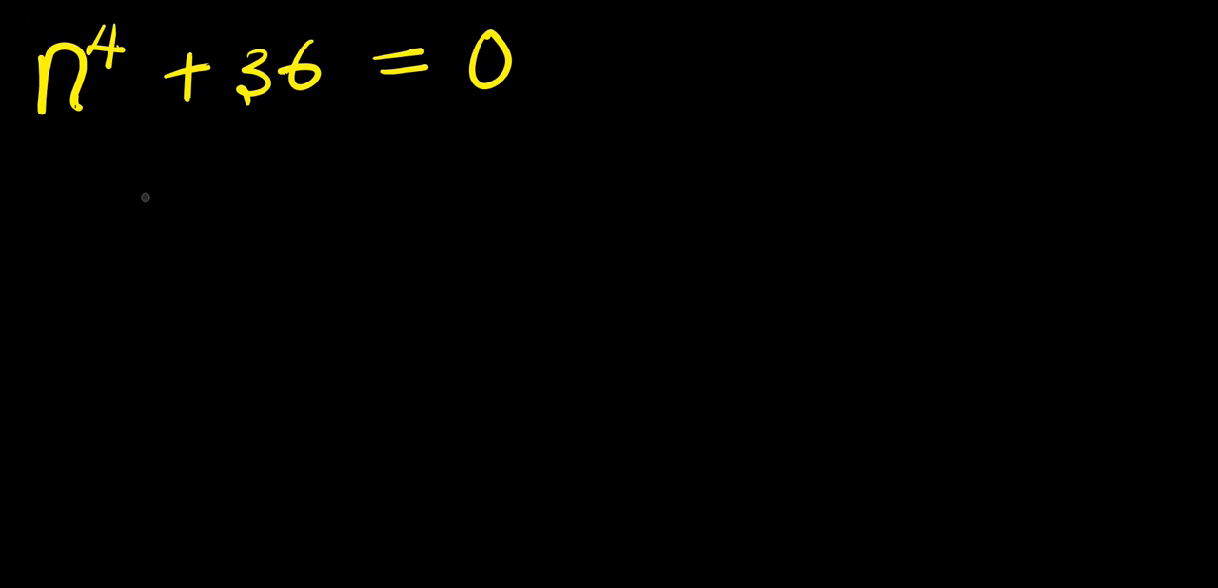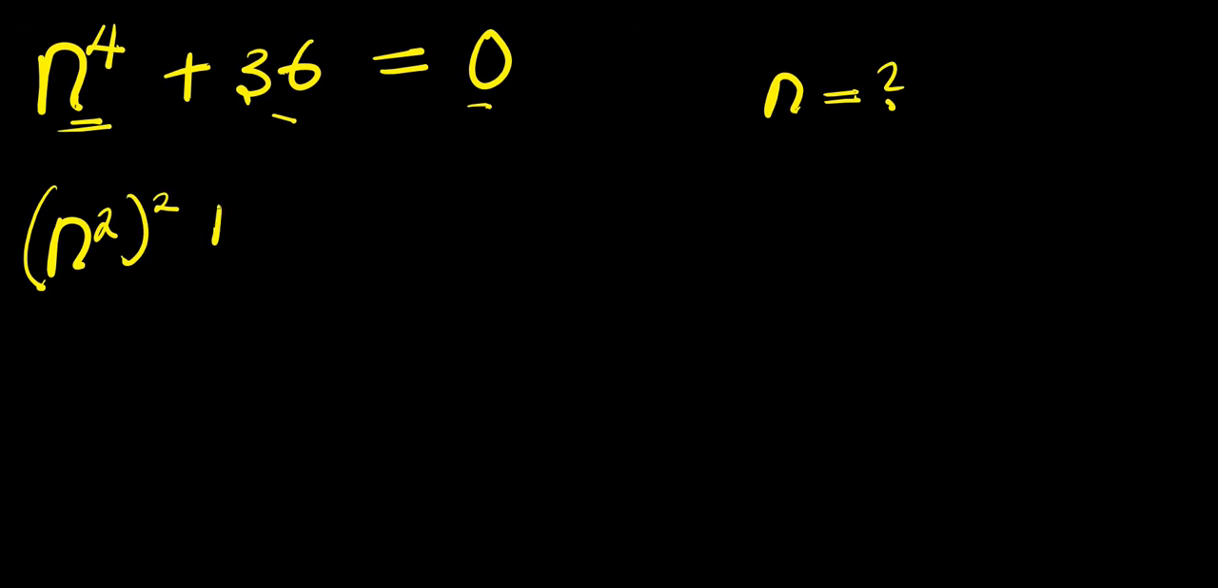Hello, how to solve this exponential problem? This is n to the power 4 plus 36 equals 0, solving for all values of n that satisfy this equation. So I can express this as (n^2)^2 plus 36, which is simply 6^2, and this equals 0.